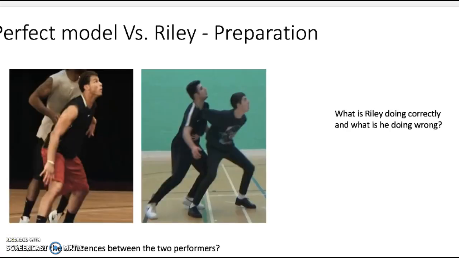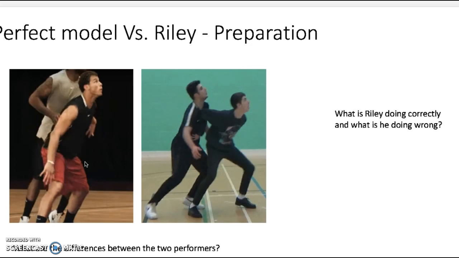So now I'm going to compare Riley to the perfect performer, which was Blake Griffin. The things that Riley did the same as Blake Griffin. The good things were, for preparation, he had a low ready position with bent knees, which are quite wide to create a large base of support. He has contact, so he knows where a passer is, just like Blake Griffin has here.